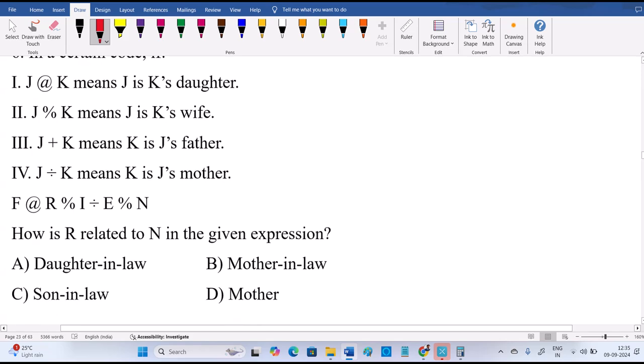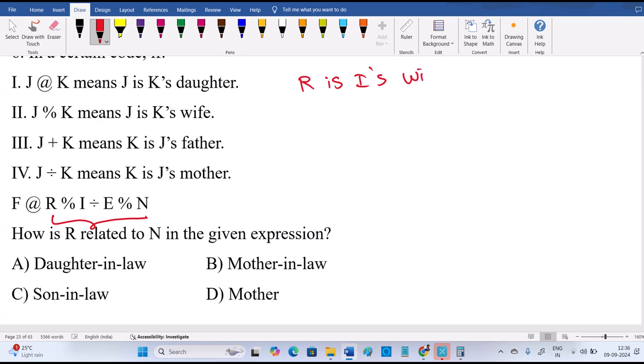And this is a very routine model for you. How is R related to N? I start with R only. I don't worry about F; maybe we'll see it in the future. R, percentage K. Read properly. R is I's wife. Next, I is divided by E. Guys, I is divided by E. See, this order is reverse.